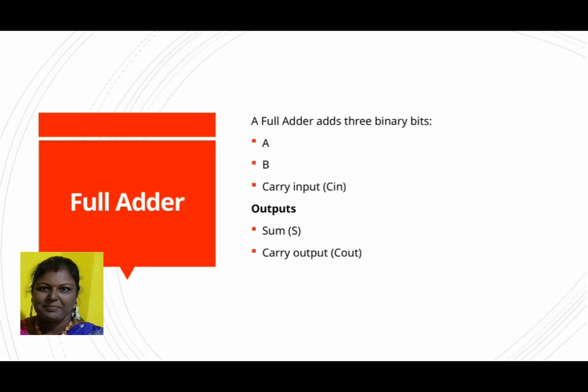Let's talk about the full adder, a fundamental building block in digital circuits. It adds three binary bits together, two inputs A and B, plus a carry input from a previous addition called Cin. The full adder then produces two outputs, the sum bit S, which is the result of adding those three inputs, and the carry output Cout, which passes any overflow to the next stage. This simple circuit lets us add numbers bit by bit, handling carries along the way.